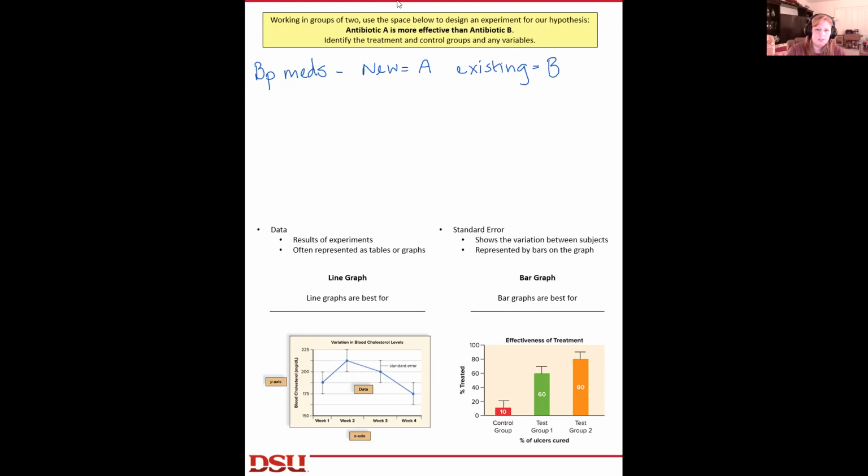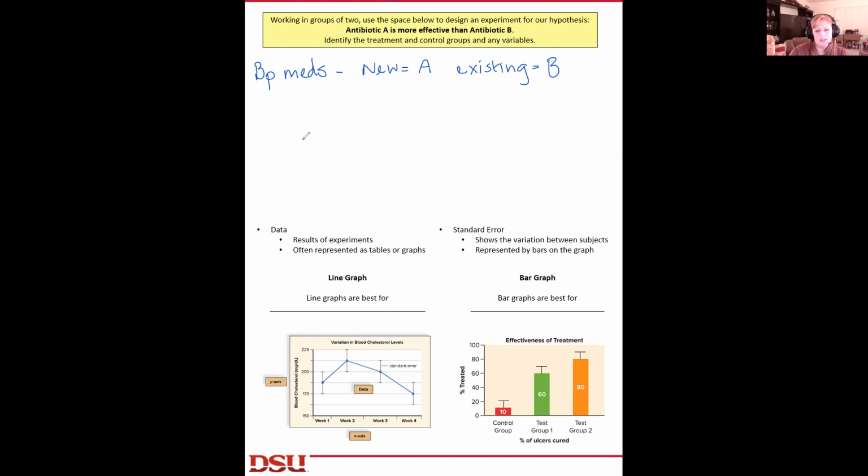Okay. So obviously you're not in a classroom to do this in groups or with partners, but take a second and think through it. What would you need in order to set up an experiment that you could prove wrong, but that would also give you the data that you require to know if this medication is superior?